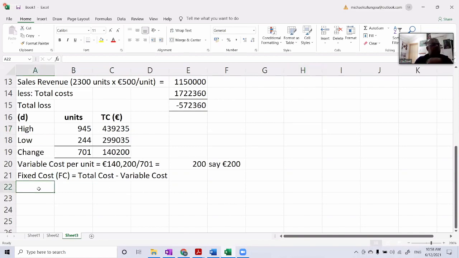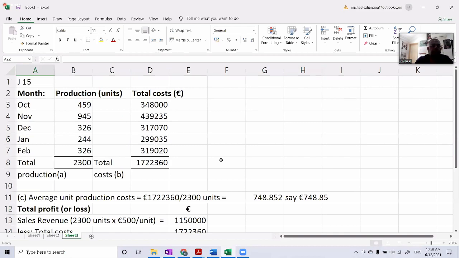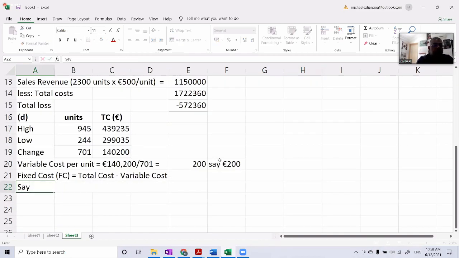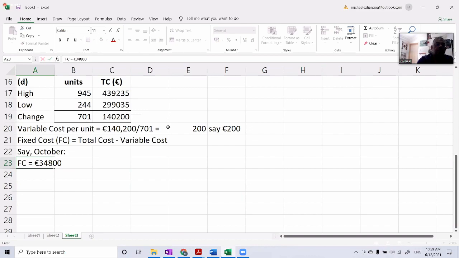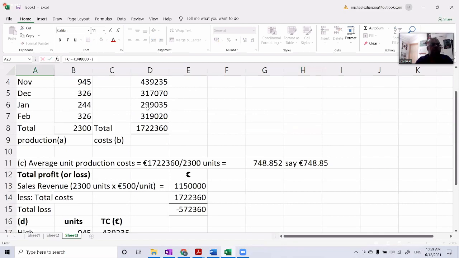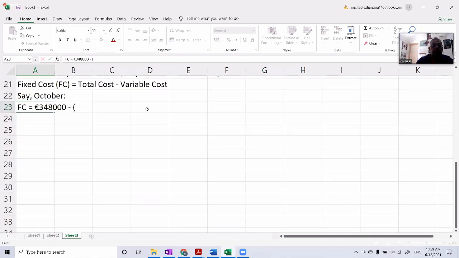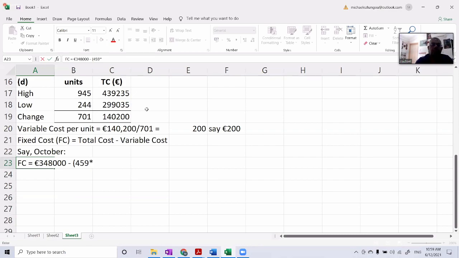So let's say we take October. Fixed cost for October: total cost is 348,000. Variable cost must be the number of units in October, which was 459, multiplied by 200.